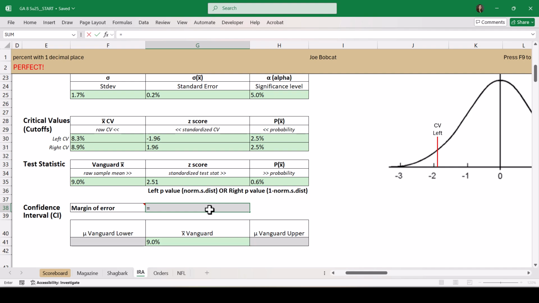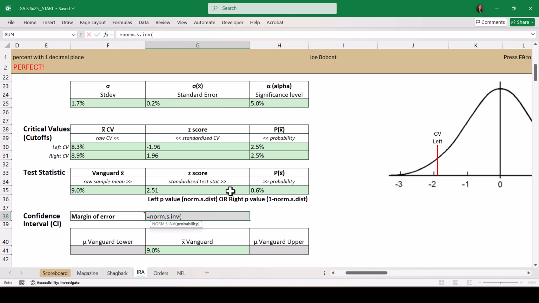So first we have to do the margin of error. That is the critical value for a two-tailed test, which is our NORM.S.INV function, and then that's 1 minus alpha divided by 2. Close your parenthesis, and then we're going to multiply that by our standard error. Then the lower is the sample mean minus the margin of error. And then the upper is the sample mean plus the margin of error.